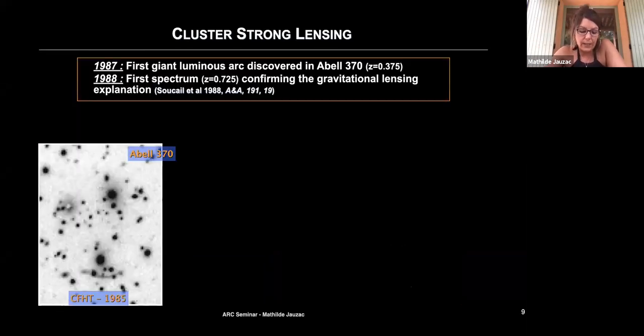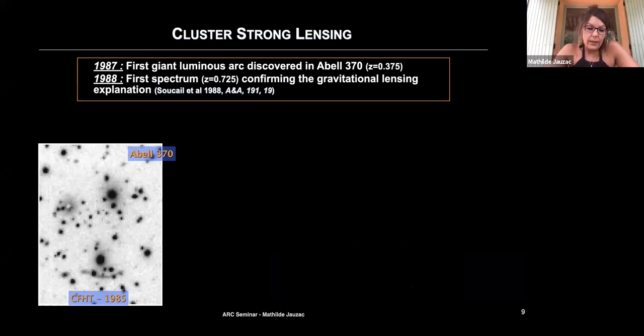So let's go back to history, because I kind of like this part of history, so I repeat myself during seminars. Gravitational lensing in clusters goes back to 1987, when the first giant arc was discovered in a well-known cluster, Abell 370.